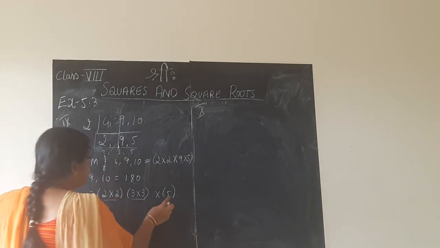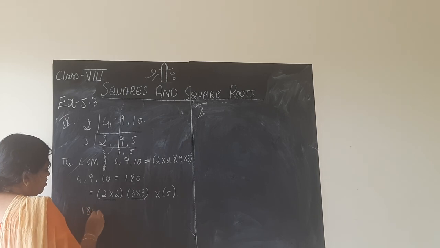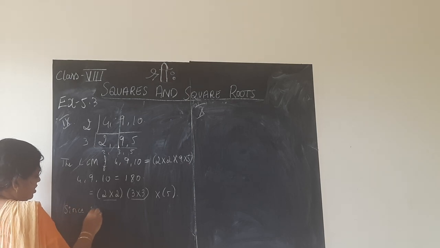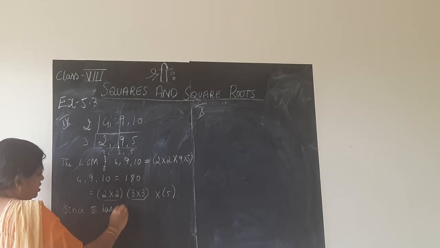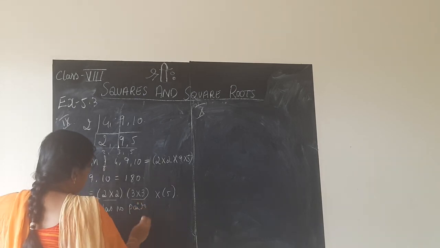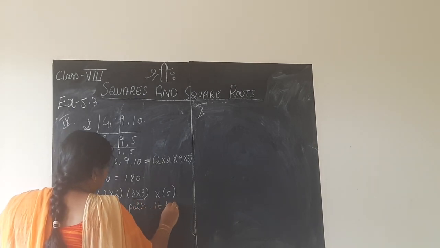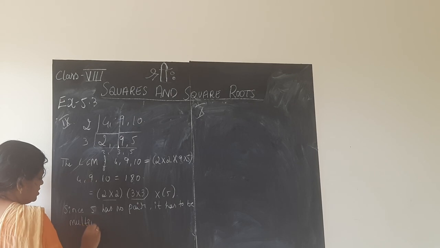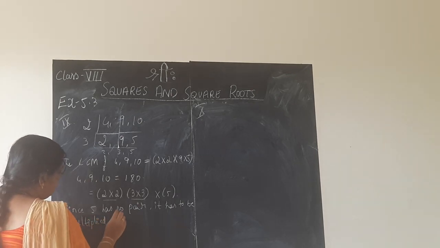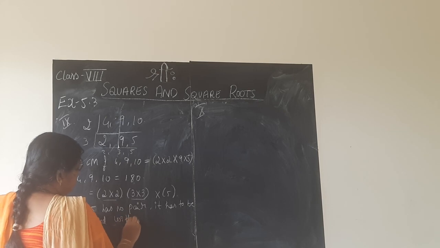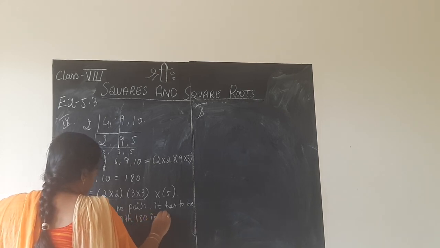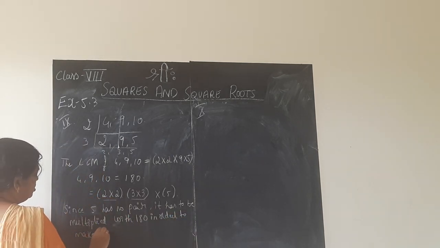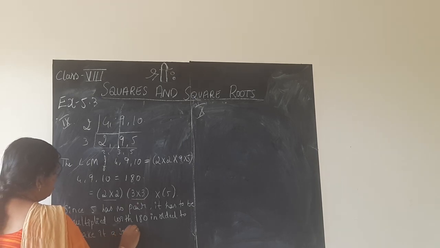So it is clear that if you multiply, you will write one line. Since 5 has no pair, it has to be multiplied with 180 in order to make it a square.